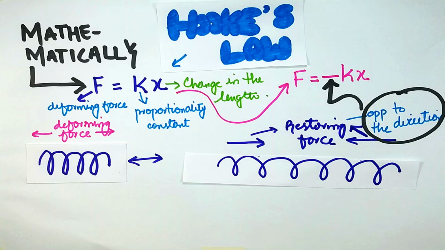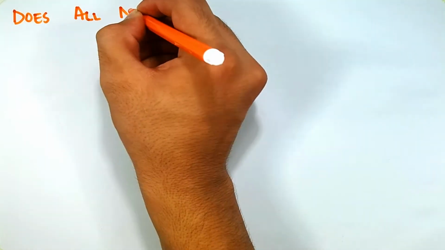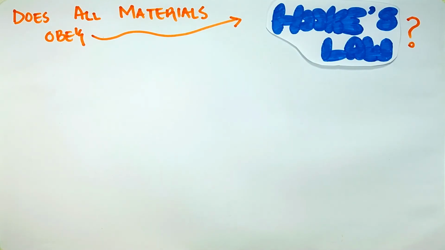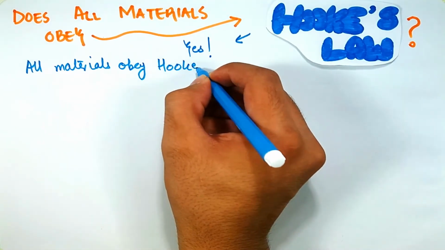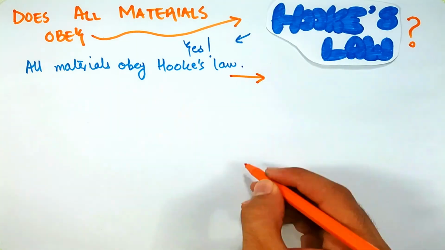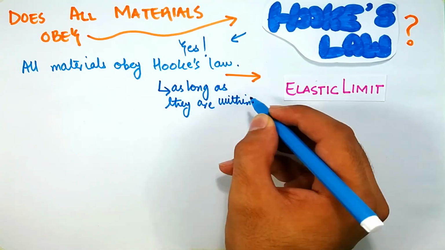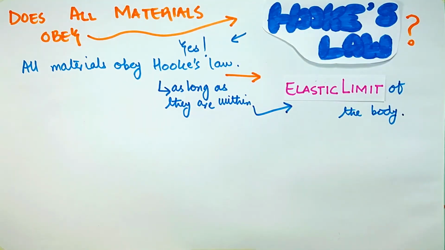Before winding up, let me answer one last question. Does Hooke's law apply to all materials? Yes, Hooke's law applies to all materials as long as the deforming force and the change in the length are proportional to each other. That is, these two quantities are within the elastic limit of the body. In short, all materials obey Hooke's law within the elastic limit of the body.